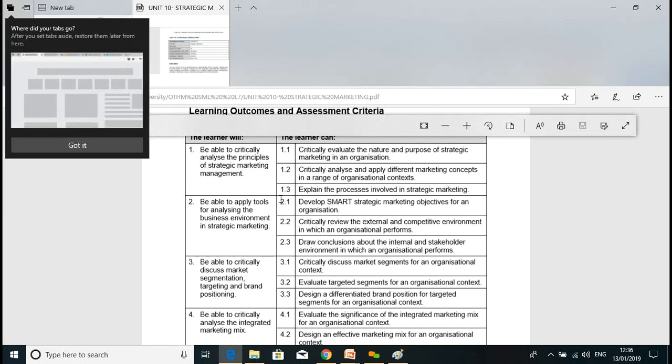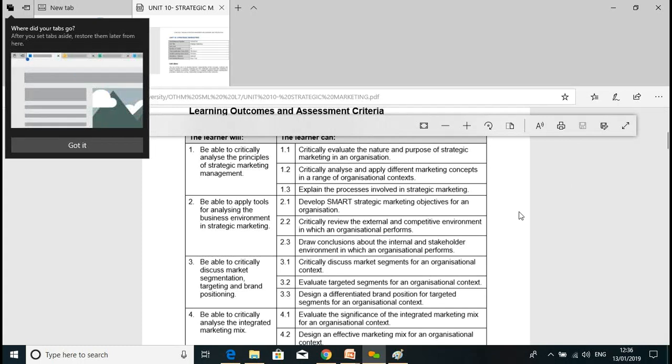Second, 2.2, critically review the external and competitive environment. What is meant by the external environment? And we'll discuss drawing conclusions about the internal and stakeholder environment in which the organization performs. So today's lesson will be focused on this, and we'll try to address today's learning outcomes.